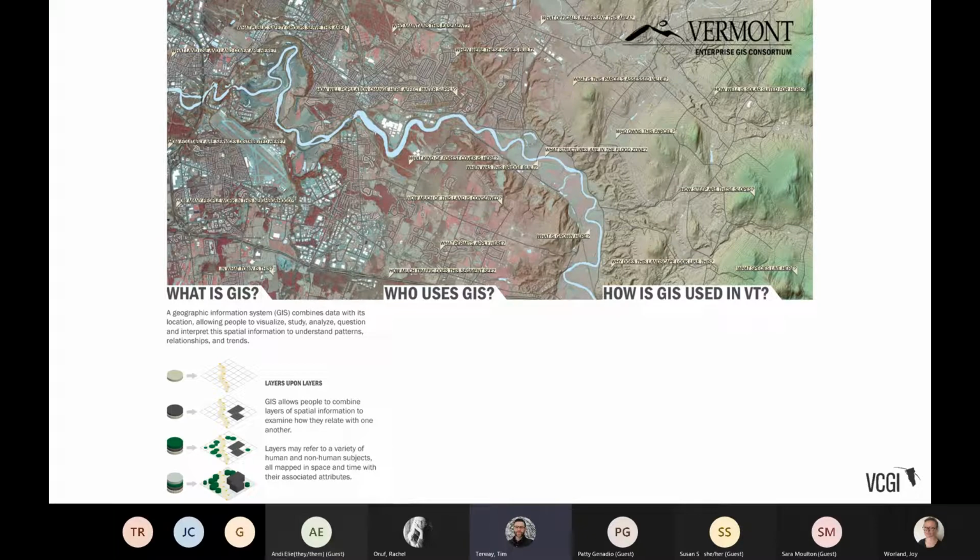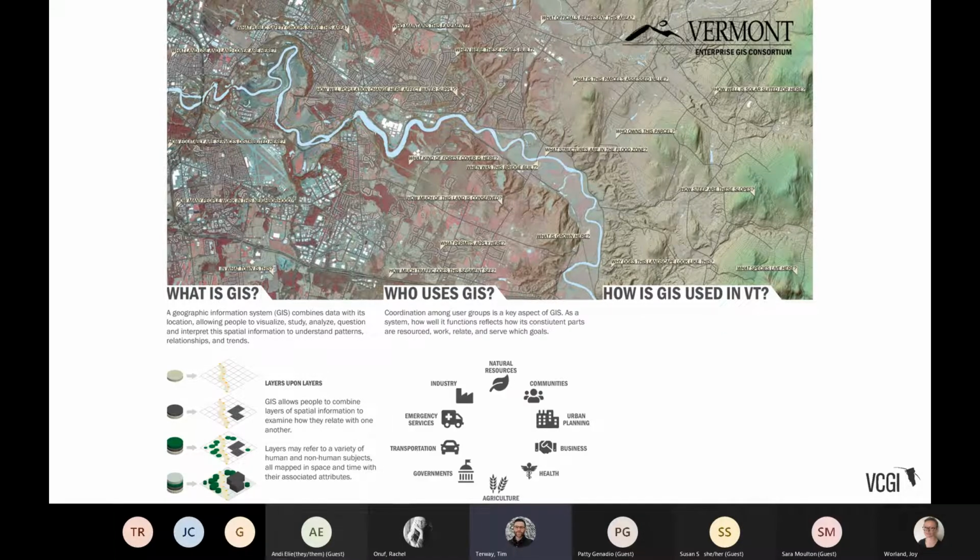How steep are these slopes? How well is solar suited for this location? These are kinds of questions that GIS helps us understand by combining spatial data with its location. That really allows us to understand both spatial and temporal patterns across the Vermont landscape. And it's really comprised of layers upon layers of information. And when you combine these layers, it allows you to ask questions and hopefully answer questions of increasing complexity.